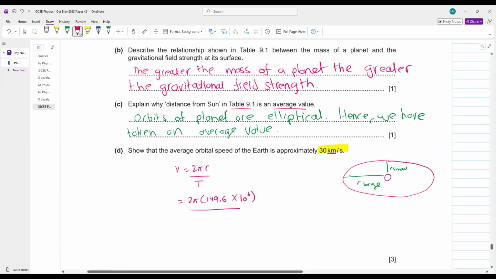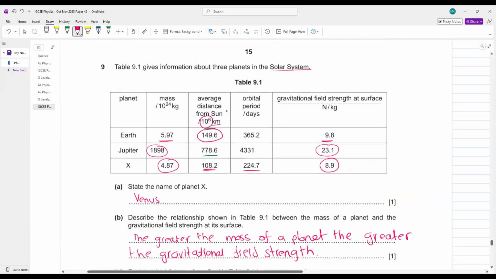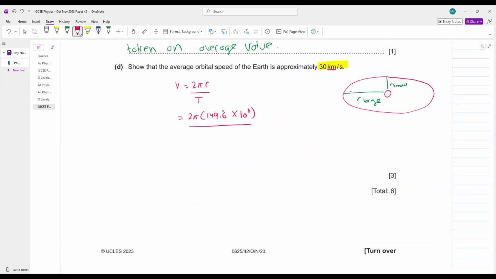What is your time period? Time period is 365.2 days. Now you will convert these days into seconds क्योंकि हमने time का unit seconds में लेना है. 24 hours in each day, 60 minutes in each hour, multiplied by 60 seconds in each minute. Your answer comes out to be 30 kilometer per second, which is your orbital speed.